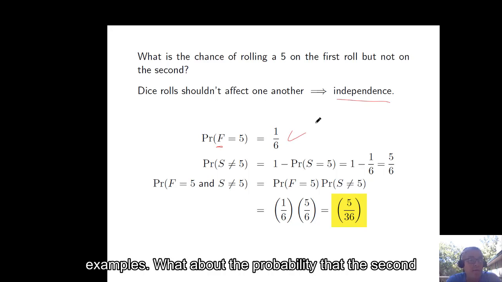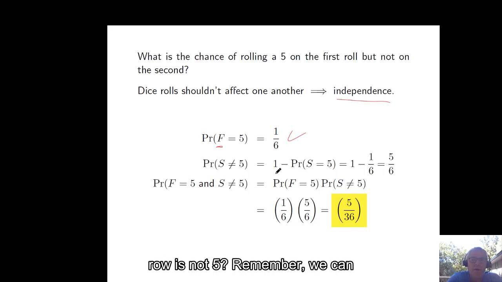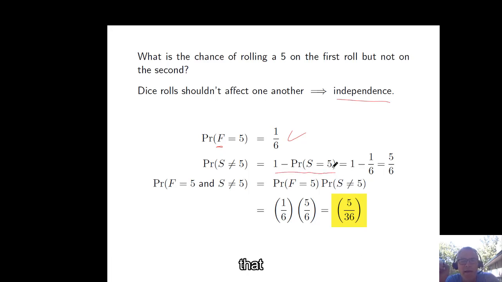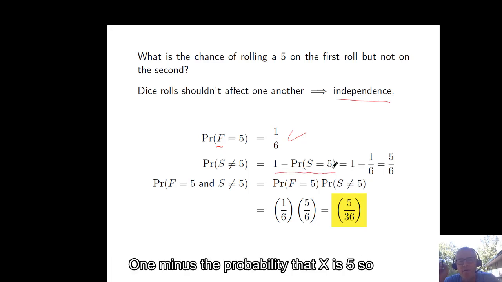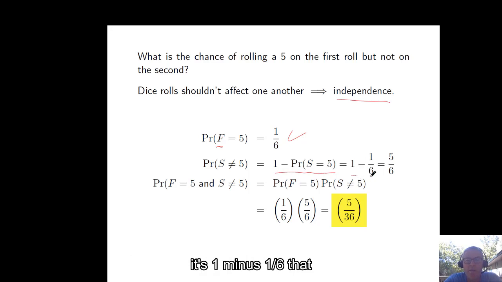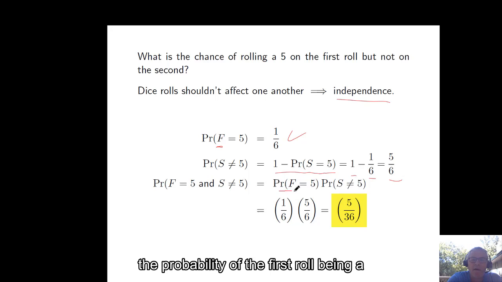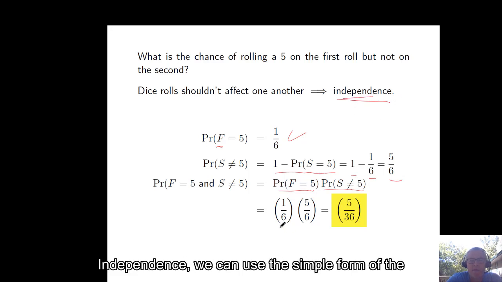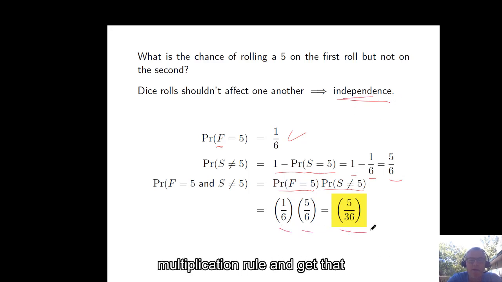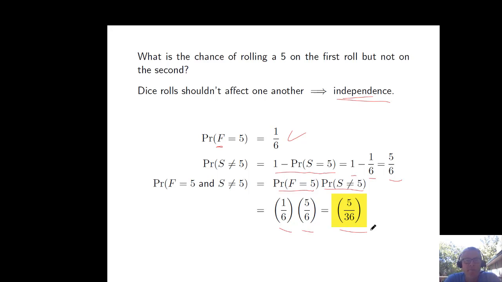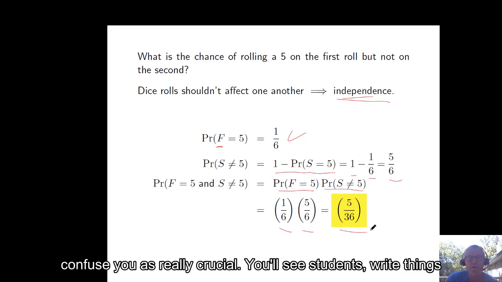What about the probability that the second roll is not 5? Remember, we can do that from the complement rule, just subtract: 1 minus the probability that S is 5, so it's 1 minus 1/6, so that gives us 5/6. And now we have the probability of the first roll being a 5 and the second roll not being a 5. And assuming this independence, we can use the simple form of the multiplication rule and get that product right there, 5/36.